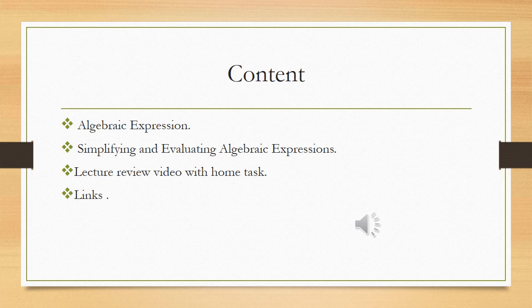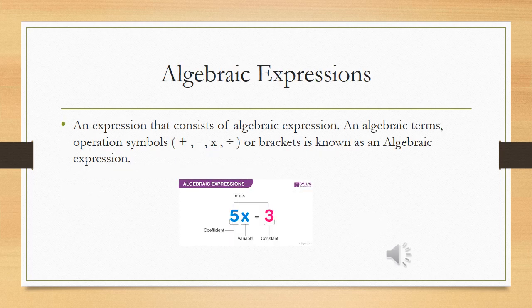Now we are starting our lecture. Class, I am giving you a little review of what an algebraic expression is. As we all know, an expression that consists of algebraic terms, operations, symbols or brackets is known as an algebraic expression. An algebraic expression contains coefficients, variables, constants and so on. The difference between an expression and an equation is the equals sign.